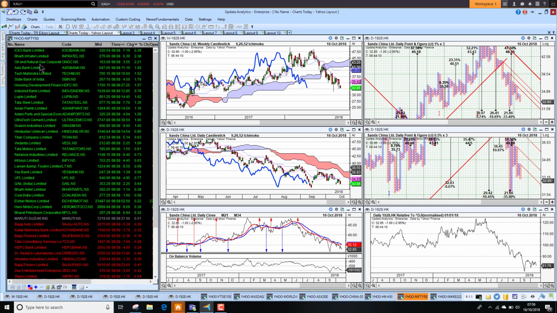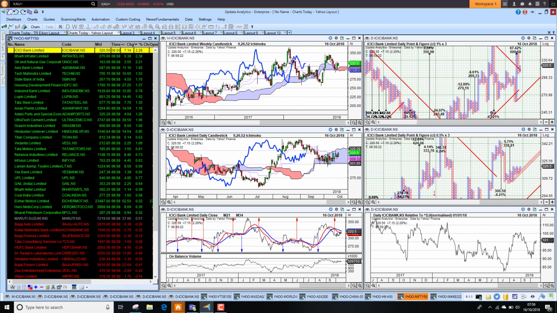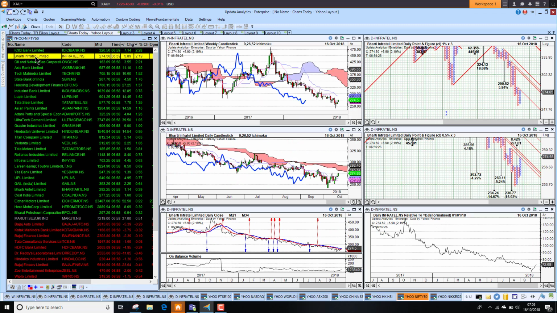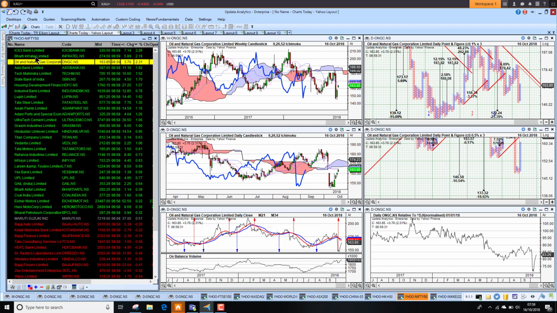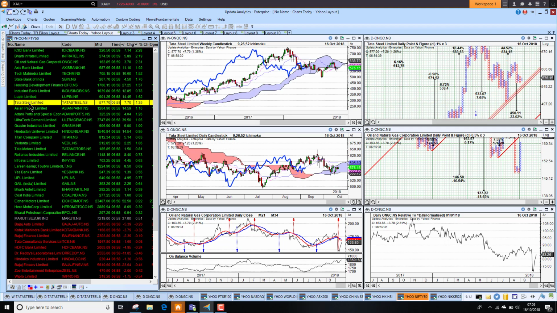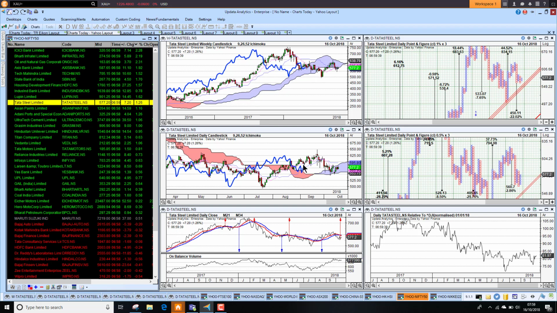Taking a look at India, ICICI Bank, the best performer, up 2.29%, and this does look quite strong. We're seeing the strong performers again coming near the top. Bearish there on Bharti Infratel and Oil and Natural Gas India. We're seeing here a relief rally today, but actually still bearish on the charts. Tata Steel, we're seeing here holding on to its bullish position.